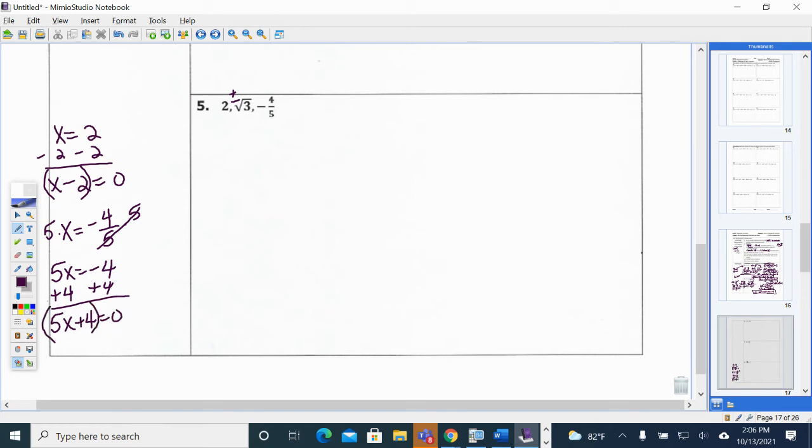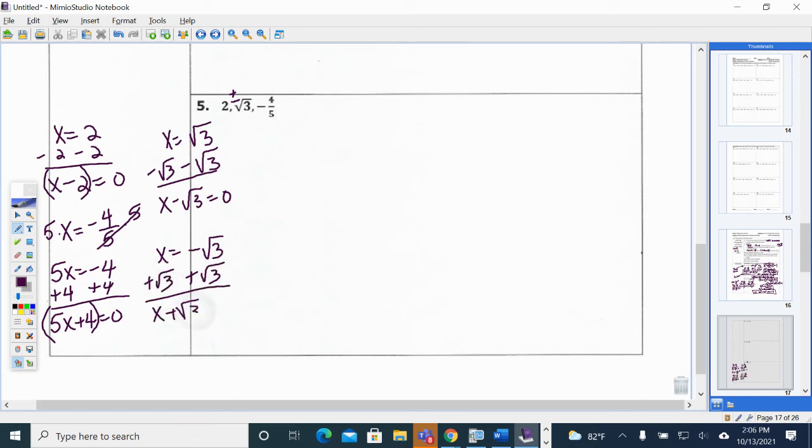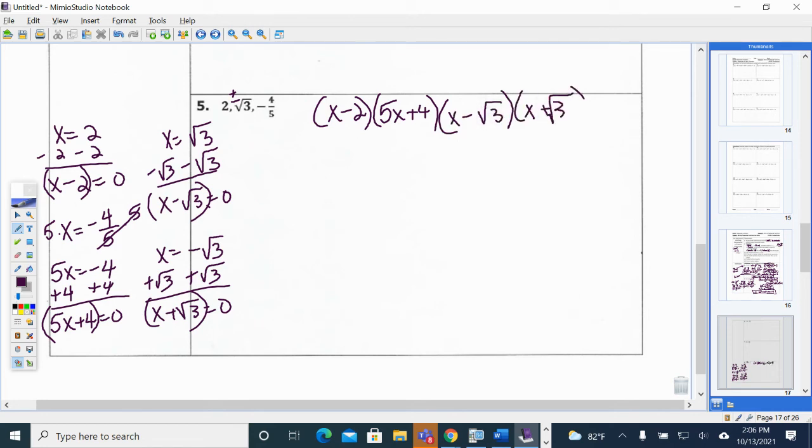And there's another root. Now the radical 3. x equals radical 3, minus the radical 3. And we get x minus radical 3. And x equals negative radical 3. Add the radical 3. x plus radical 3. So these are my last 2. So we're going to take the x minus 2, the 5x plus 4, the x minus radical 3, and the x plus radical 3.